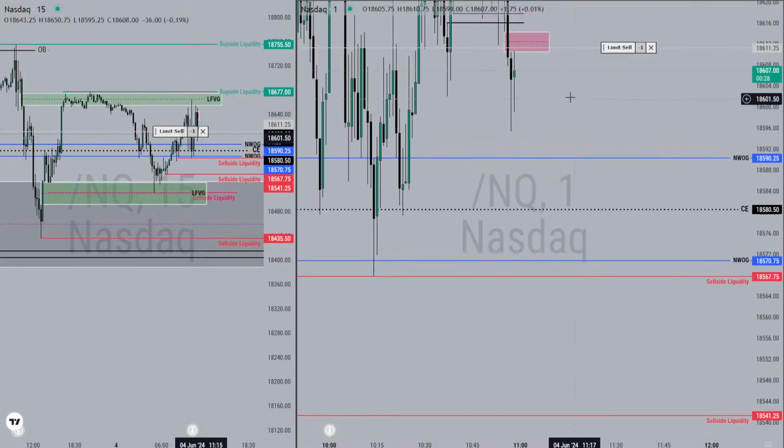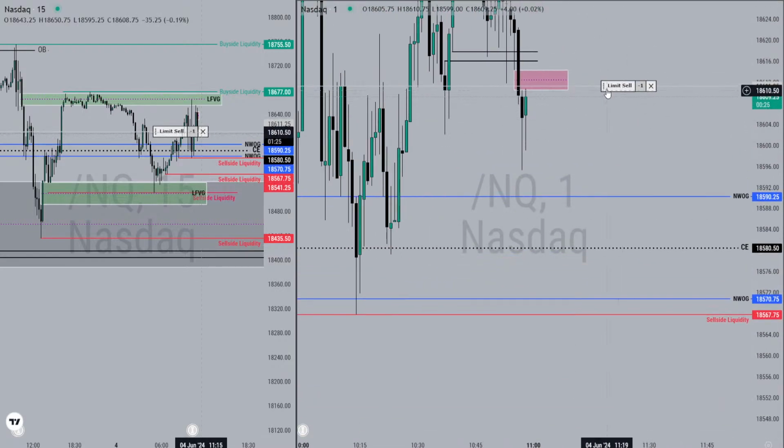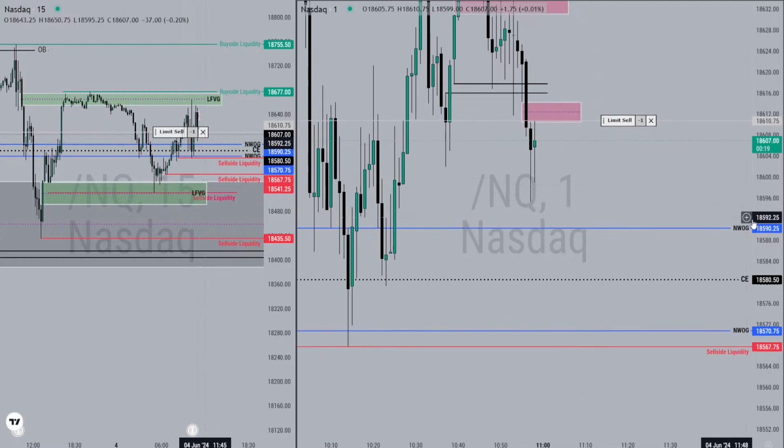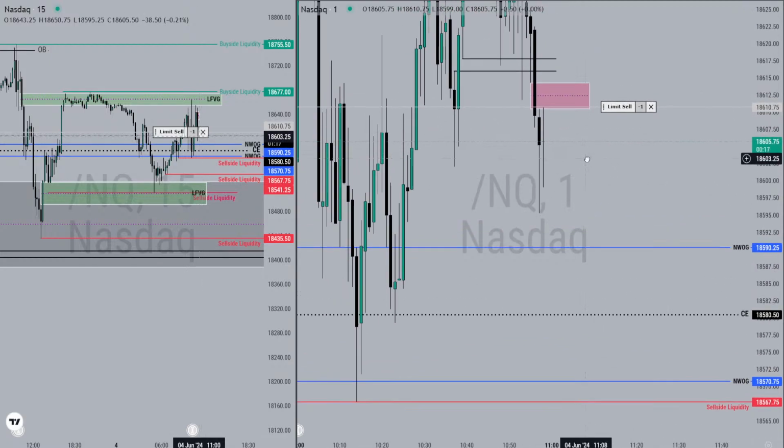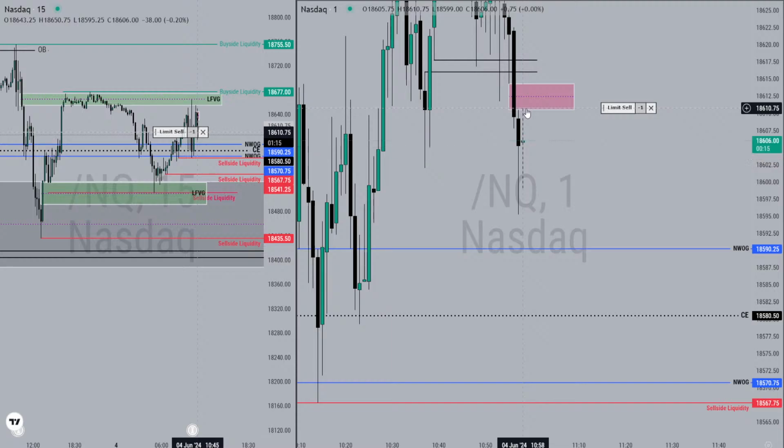What happened? Okay, I was a little high of that fair value gap. Oh man, I didn't notice that. My mistake. Okay, it tapped to this fair value gap, but my limit was a little higher. I didn't notice that. I'm extremely sorry for that.